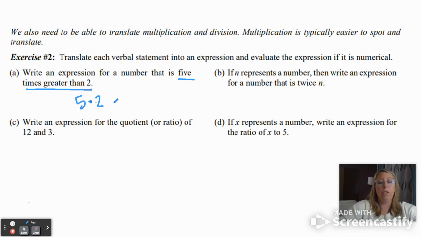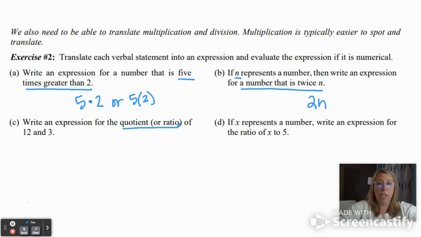When you're multiplying, you can use a dot symbol, or you could write it using a set of parentheses with them smushed together. Either one of these indicates multiplication, but don't use the letter X for multiplication in algebra because it could often be confused with the variable X. Okay, B, N is our number. It says an expression for a number that is twice N. So twice is one that we didn't actually cover in your chart, but twice is the same thing as doubling. So that's just to multiply by 2, 2n.